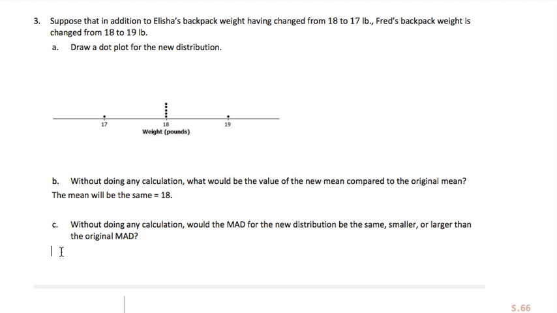Without doing any calculation, would the mean absolute deviation for the new distribution be the same, smaller, or larger than the original mean absolute deviation? Well, there is a deviation here. Two values are 1 away from the mean. So it will be greater than the original, which remember was 0, because there is variability in the data.